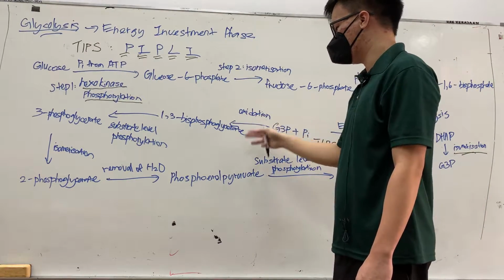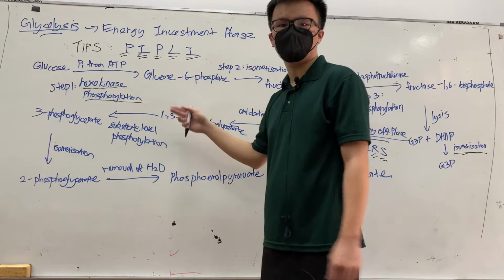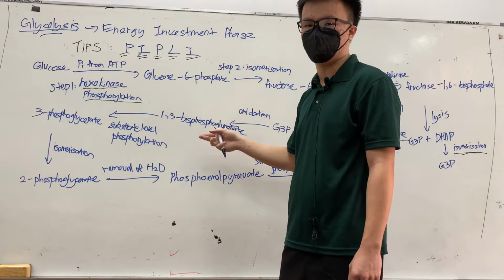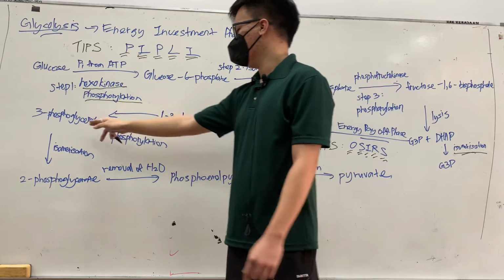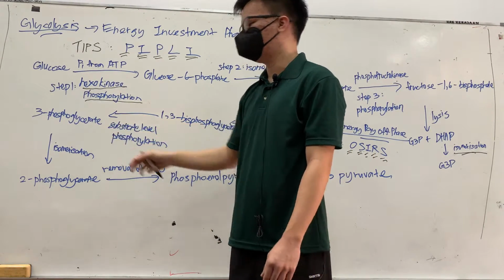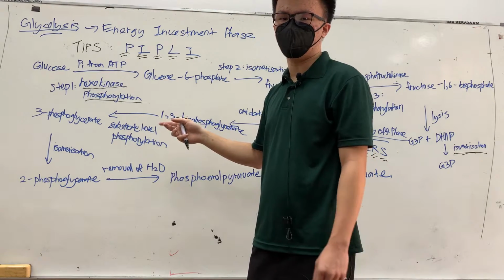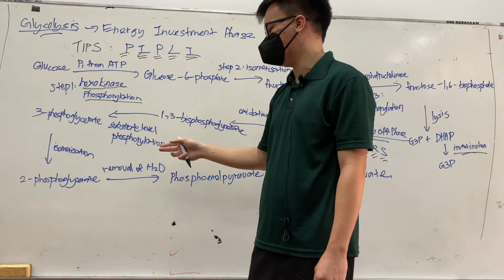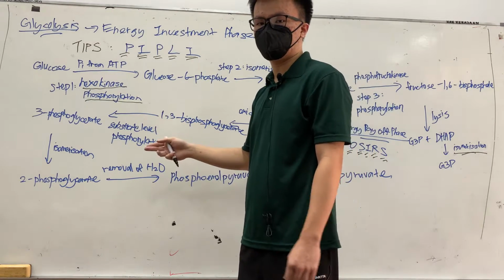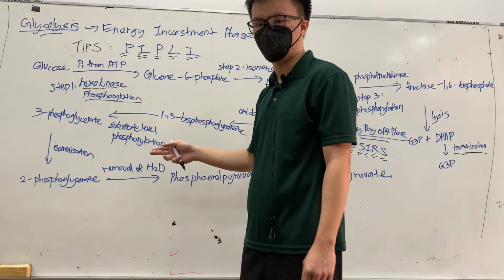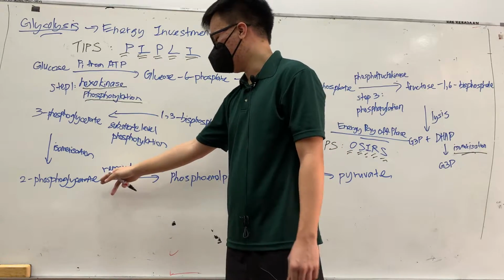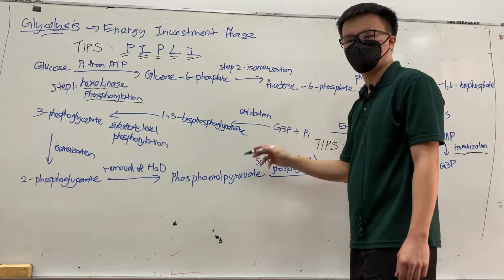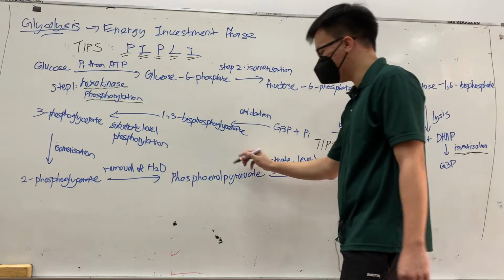1,3-bisphosphoglycerate. Then the 1,3-bisphosphoglycerate will undergo substrate-level phosphorylation to form 3-phosphoglycerate. The 3-phosphoglycerate will then undergo isomerization to form 2-phosphoglycerate. The 2-phosphoglycerate will remove an H2O molecule from itself to form phosphoenolpyruvate. We can also call it PEP.